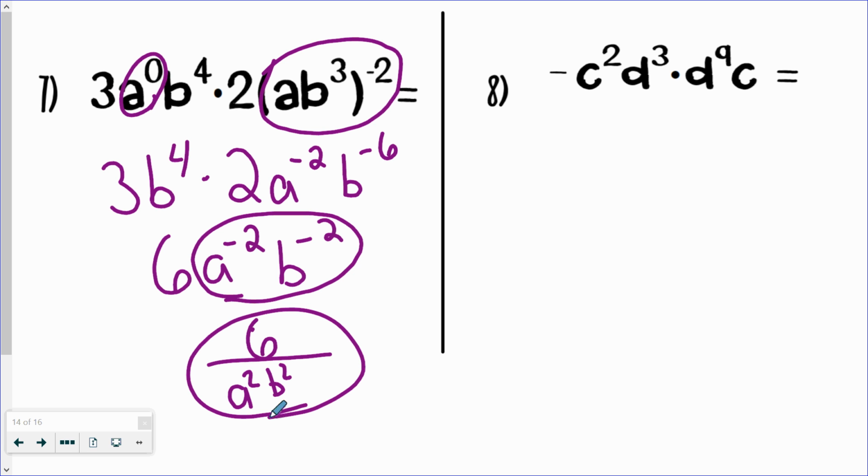Problem number 8. So first I'm going to, this is like there's a negative 1 outside, so it just stays there. And then I just add my exponents. So c to the second, c to the first is c to the third. d to the third, d to the ninth is d to the 12th. And this is negative.